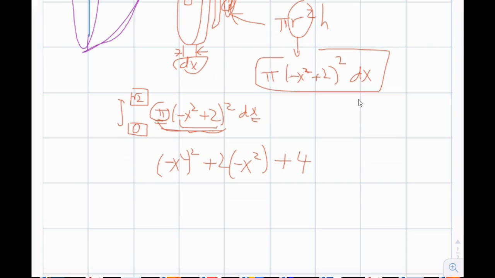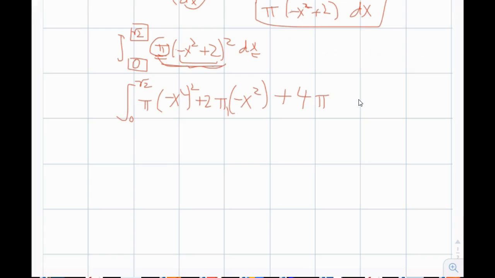We could keep pi out, or we could multiply it times each term. I'm going to multiply it times each term just to simplify the algebra. So this would be plus 2 pi, and this would be 4 pi. Okay, and we haven't taken the integral yet, so we need to leave the integral sign here just as it was. Okay. Now, since we have negative x squared inside the parentheses, and then we square it, that would be equal to x to the 4th with no negative sign. So it would be pi x to the 4th, and we still have not taken the integral yet, okay?